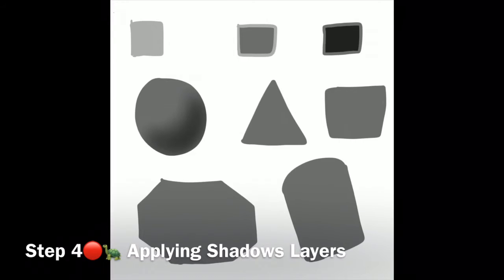We're going to take our airbrush tool now and click on the dark shade of gray that we have at the top. We know that the light is coming from the top left of the object, so the bottom right of the object will be having the most shadow.